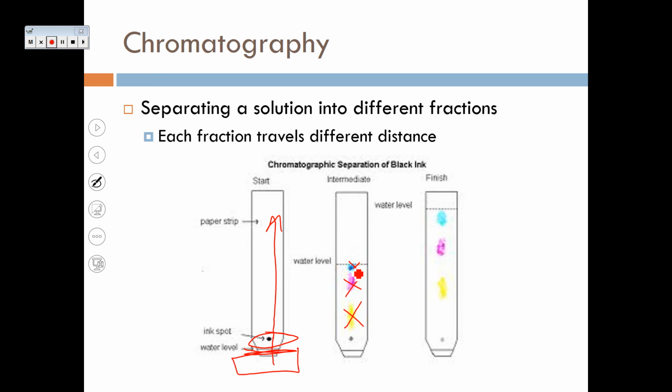Chromatography is used in forensics, like if you have an unknown sample and you want to know what its components are. Chromatography used to be used for forensic investigations. The solution, again, that the chromatography paper is placed in is commonly water or alcohol.